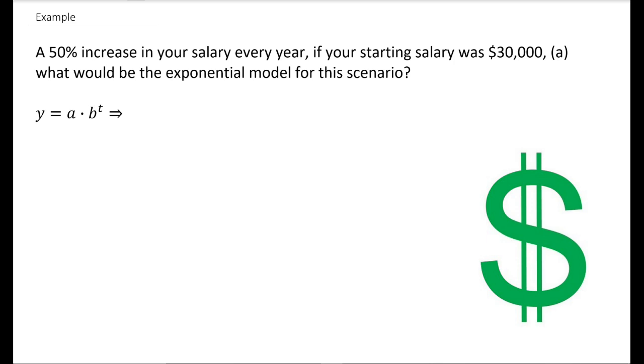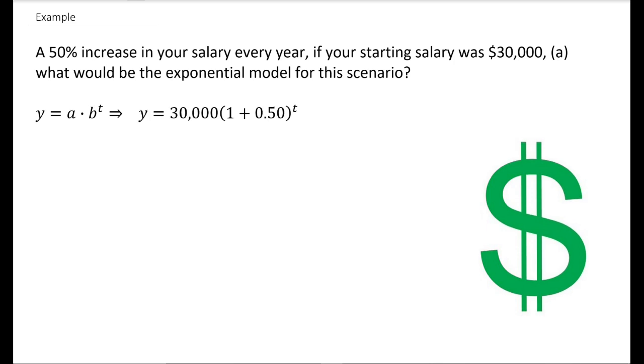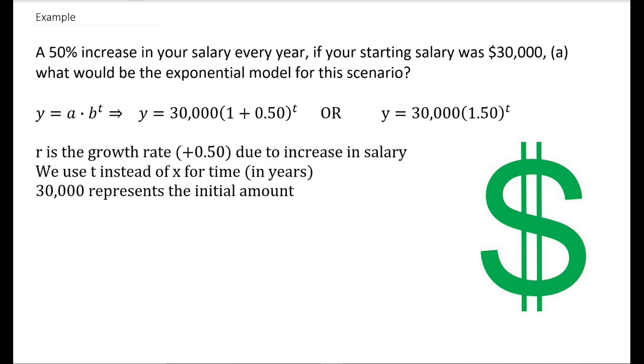Well, remember, we're going to be using a times b to the t instead of b to the x. Then we'll replace the b with 1 plus r. We're using plus because we're talking about growth, right? We have an increase in our salary. And r is 50%, which if you convert that to a decimal is 0.5. So we got 1 plus r to the t power. Now this can be expressed as y equals 30,000 times 1.50 to the t power. So that is our exponential model for this scenario.